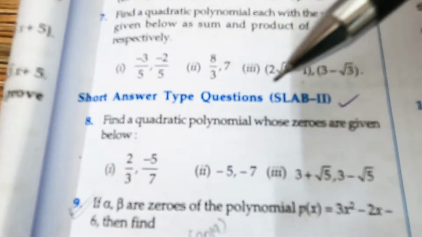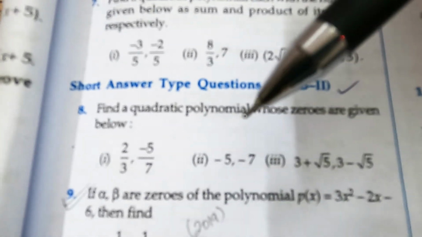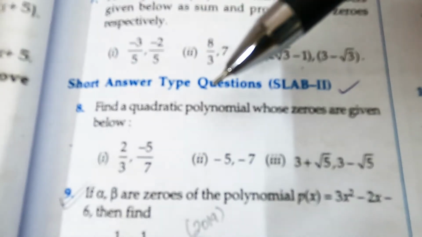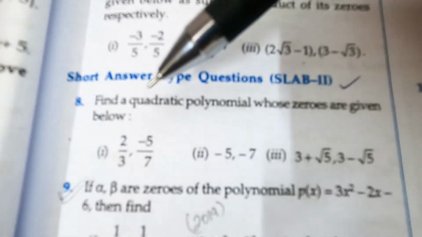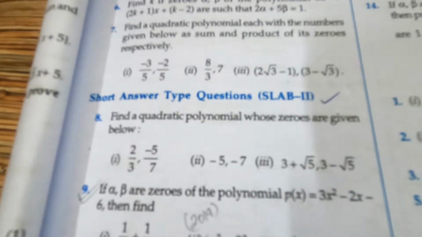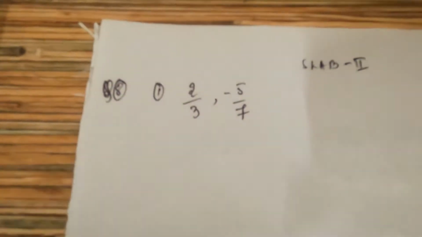Alright students, we will be starting with a short answer type question. Slab 2, question number 1. Find a quadratic polynomial whose zeros are given below. In this case, these are the two zeros, one is alpha and one is beta. So what do we have to find? A quadratic polynomial.